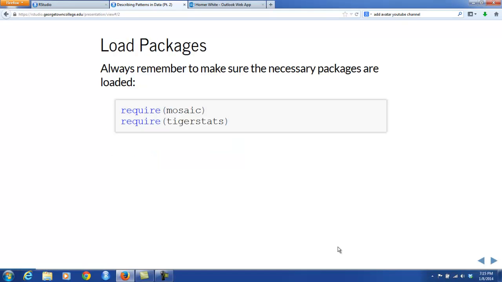Always remember to check that the necessary packages are loaded before you start your work. You may have noticed if you're working on the server version that they tend to stay loaded whenever you're signed in. Even when you sign out and come back again, they'll tend to stay loaded, but it's good to check.